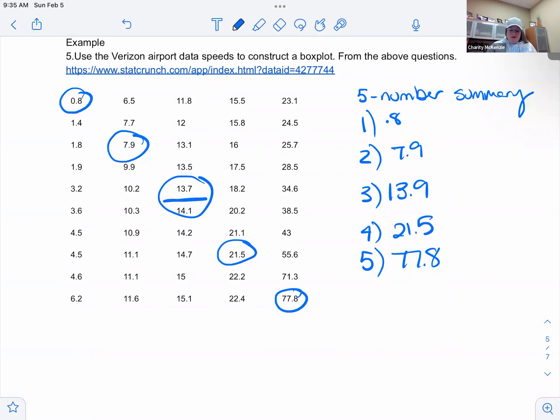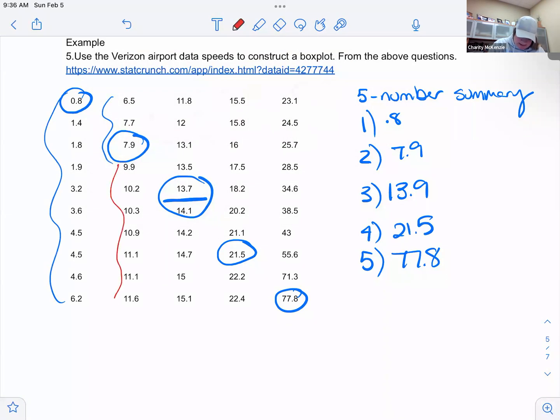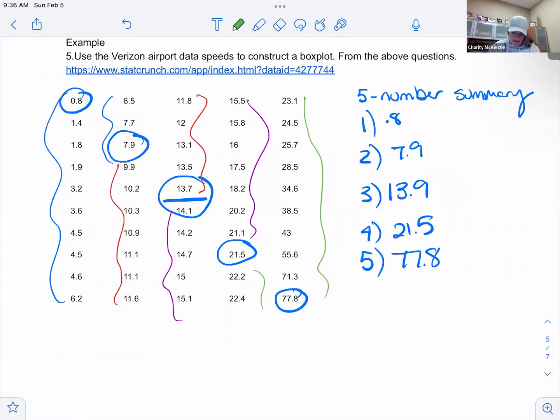So that's how I broke my data into 4 sections. Section 1 is here, okay? Section 2 is these values here. Section 3 is going to be these values here. And then we have the last section, which would be these values here. So 1, 2, 3, 4: 4 colors, blue, red, purple, green. We broke our data into 4.